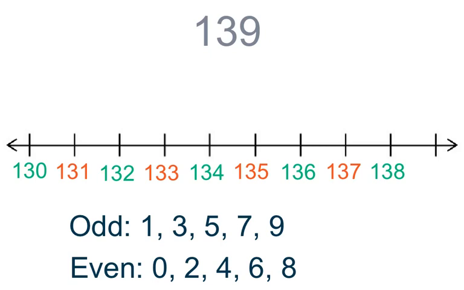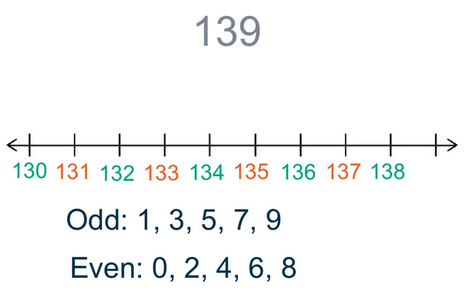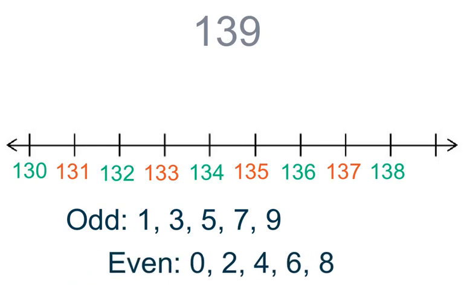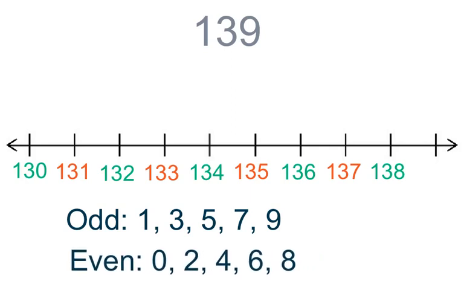Now let's look at 139 on a number line. Remember that some numbers are odd. They end in 1, 3, 5, 7, or 9. Other numbers are even. That means they end in 0, 2, 4, 6, or 8. Look carefully at our number today. Go ahead and write down your prediction. Is our number today odd or even?